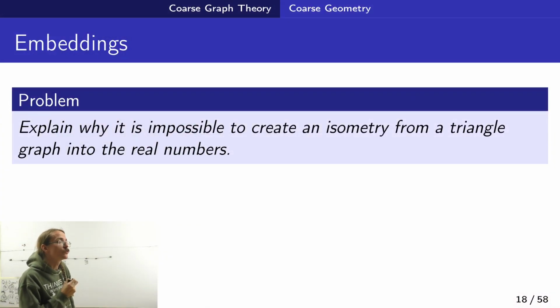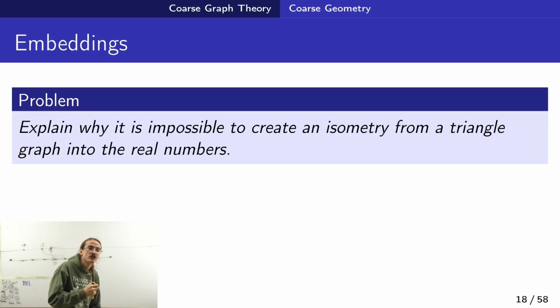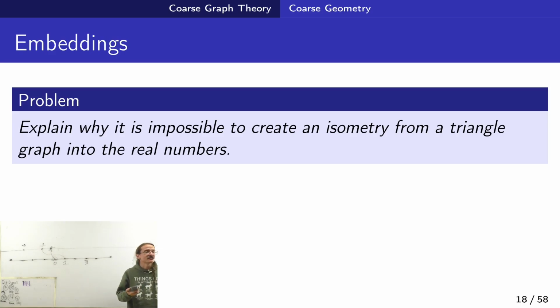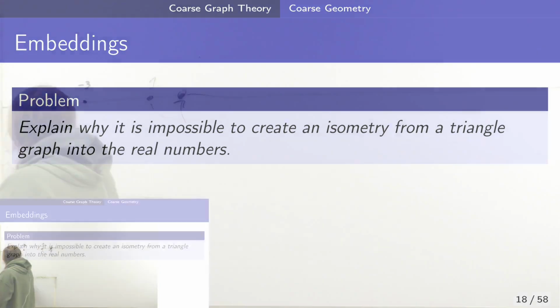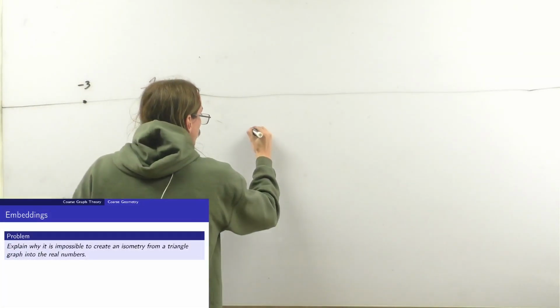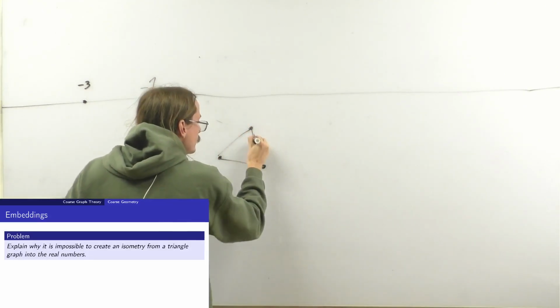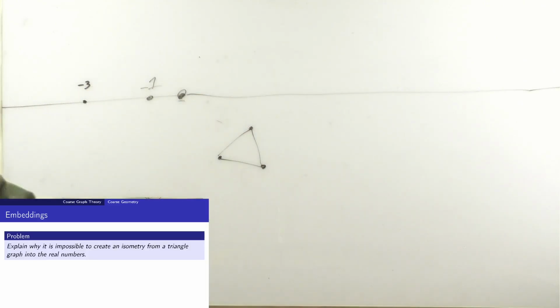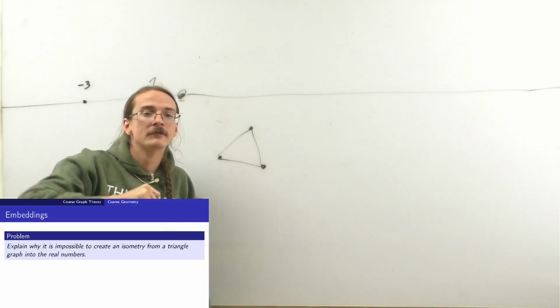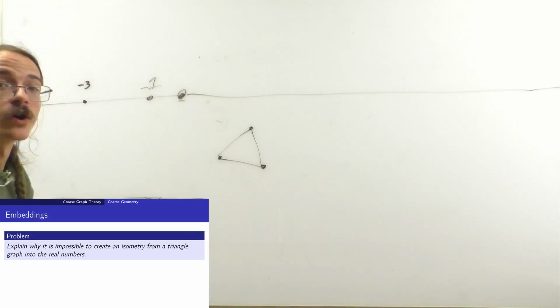Why is it impossible to create an isometry from a triangle into the real numbers? Now, first level analysis, you might go, well, a triangle has 3 points, real numbers are an infinite line, but that's not a problem. This has points, this has way more points, doesn't matter. Instead, we have a triangle. Does anybody have an intuitive reason why I can't isometrically drop this triangle into a line? Distance 1 away from each other. Yeah, they're all distance 1 away from each other.